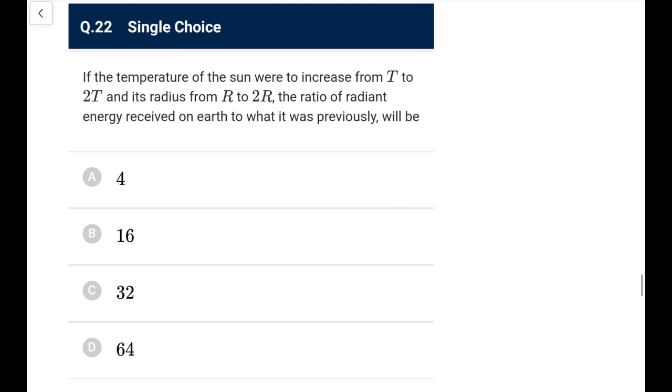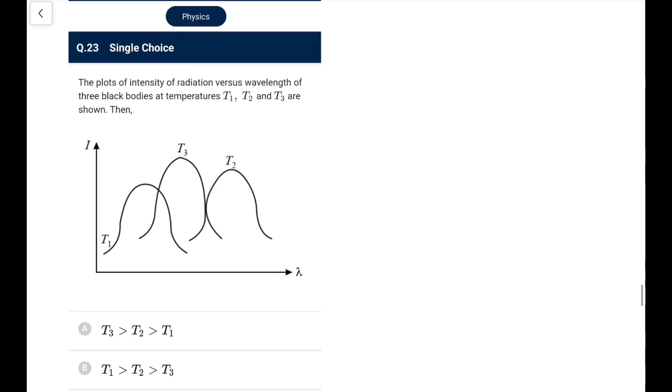If the temperature of the sun were to increase from T to 2T, radius from R to 2R, the ratio of again the same thing. Radius is doubled, so area becomes 4 times, and the temperature factor becomes 16 times, so it becomes 64 times. So again, a similar style of three questions.